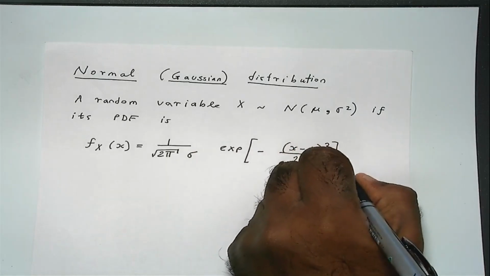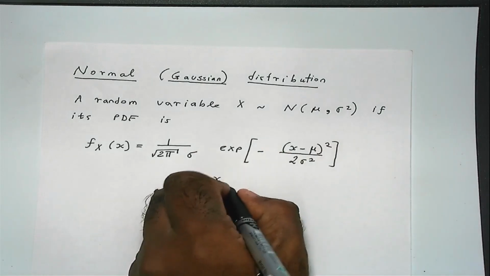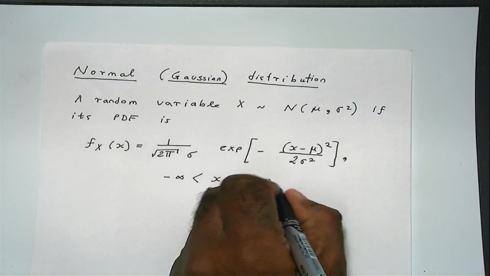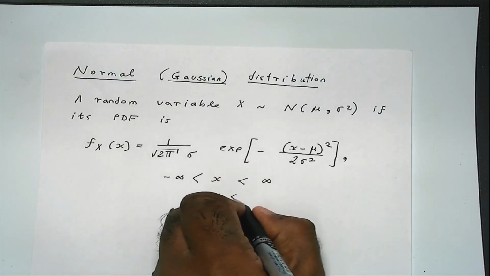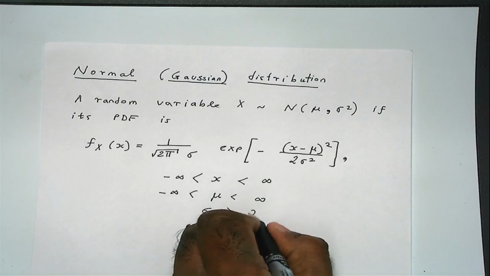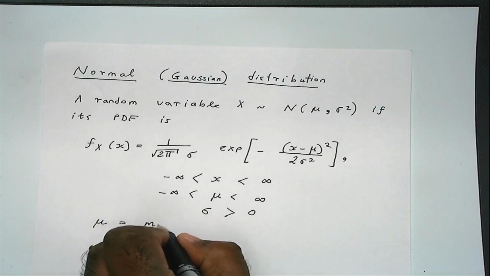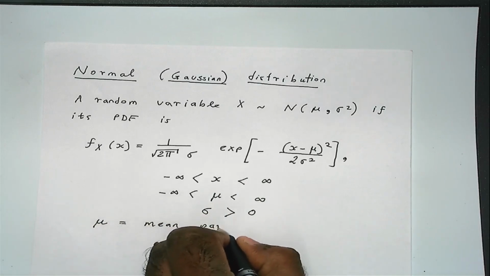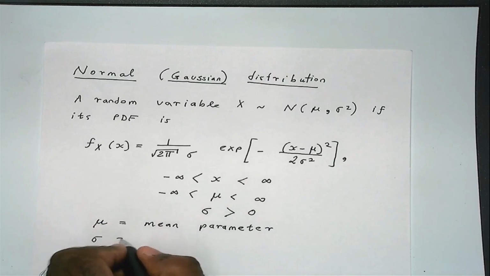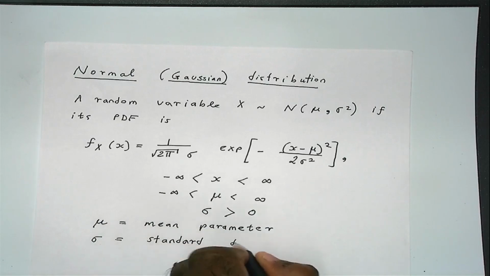Right, there are two parameters, mu and sigma squared. By the way, x is the domain of the density. It takes values from minus to plus infinity, and the parameter mu takes values from minus to plus infinity, and sigma can only take positive values. And mu, you will see in a minute, is known as the mean parameter for a reason. I will explain in a minute. And sigma, once again, as you will see in a minute, is known as the standard deviation parameter.